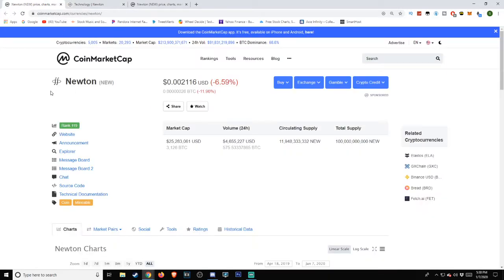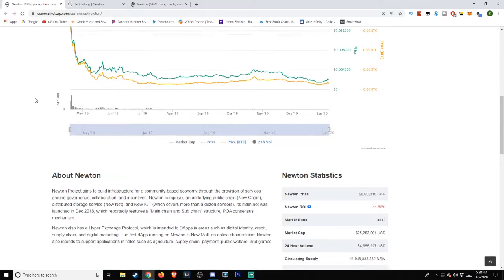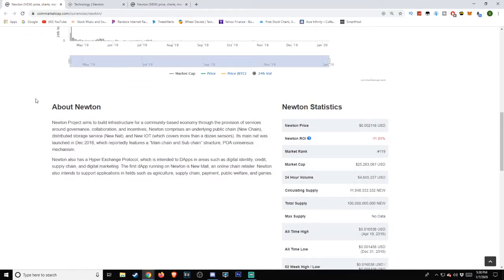As we head back over to the CoinMarketCap side, we can see that they have a little bit of a description here. We're going to go ahead and read this for you guys as well. Newton Project aims to build infrastructure for a community-based economy through the provision of services around governance, collaboration, and incentives. Newton comprises an underlying public chain, NewChain, distributed storage services, NewNET, and NewIoT, which covers more than a dozen sensors. Its mainnet was launched in December 2018, which reportedly features a so-called main chain and subchain structure, POA consensus mechanism.